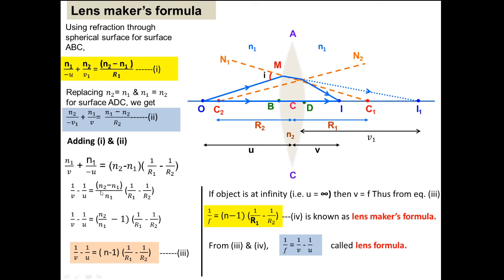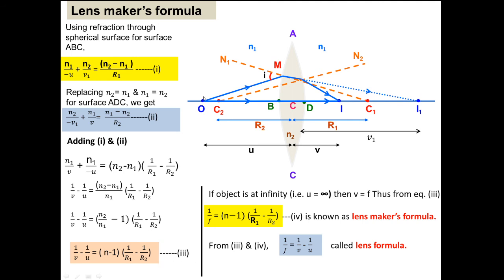Then here, for this N2, we can divide the numerator by N1. We will get N2 by N1 minus 1, into 1 by R1 minus 1 by R2. Now this N2 by N1 is the refractive index of the lens with respect to medium 1, that is N1. Here we are taking it as N, so N minus 1 into 1 by R1 minus 1 by R2. So this is the equation.